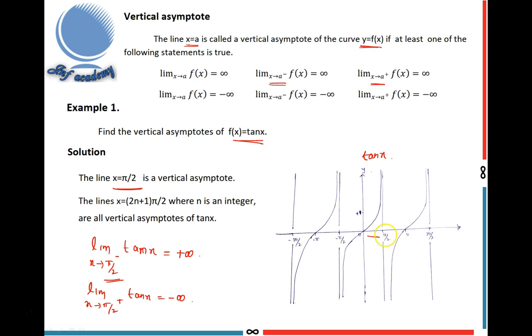Similarly, we can prove that the line x equal to 3π/2 is also a vertical asymptote. So the lines x equal to (2n+1)π/2, where n is an integer, are all vertical asymptotes of tan x. This is one example of how to find the vertical asymptotes.